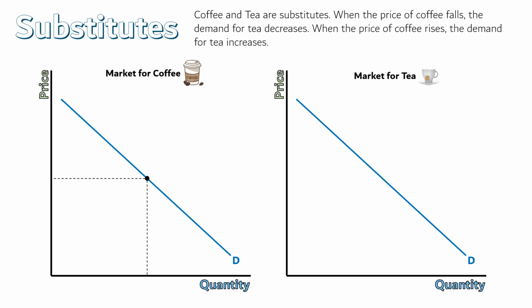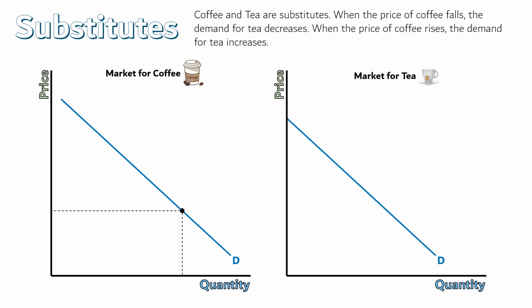We can show a decrease in the price of coffee with movement down the demand curve for coffee. People will buy more coffee, and likely some of those people would have otherwise bought tea. Since coffee is now relatively cheaper than it was before, people will substitute towards it, reducing their demand for tea, which will shift to the left.